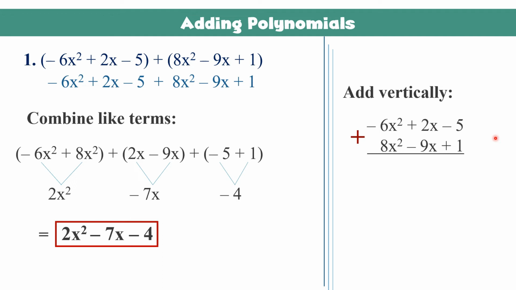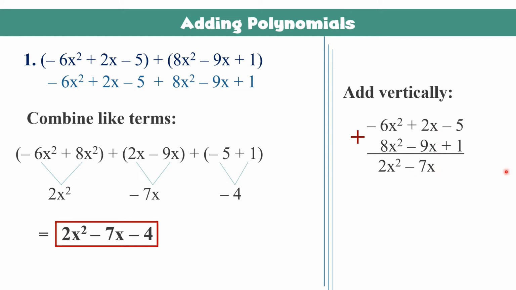Then you may proceed with adding them. You must always remember that like terms must be aligned before you proceed in addition. Now, when you add, you can actually start from the left or from the right. It doesn't matter. You will still get the same answer. For example, I want to start here. Let us combine negative 6 and positive 8. So, negative 6 plus 8 will give us 2. And copy the variable x squared. Then the next one, positive 2 minus 9, it will give us negative 7. Copy variable x. So, we have negative 7x.